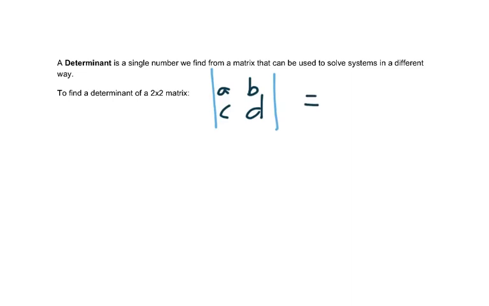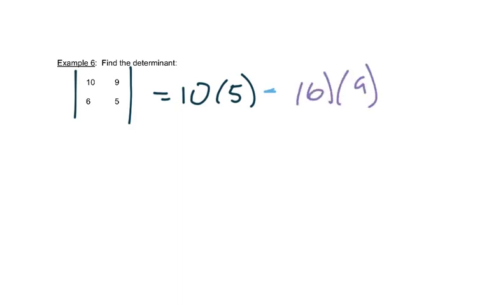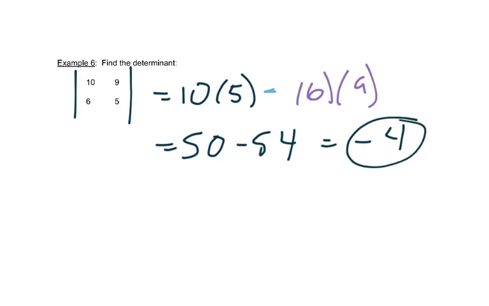The way we find the determinant is we take these two and multiply them together, AD, and then we subtract these two multiplied together, BC. So it's always this diagonal minus this diagonal. Let's try that. Here's a determinant. We're going to put straight lines on either side. We start off by doing 10 times 5, and then we subtract 6 times 9. So we get 50 minus 54, and we have -4 as our answer.